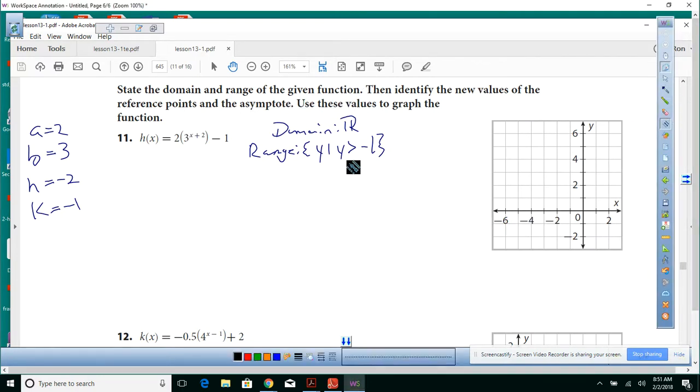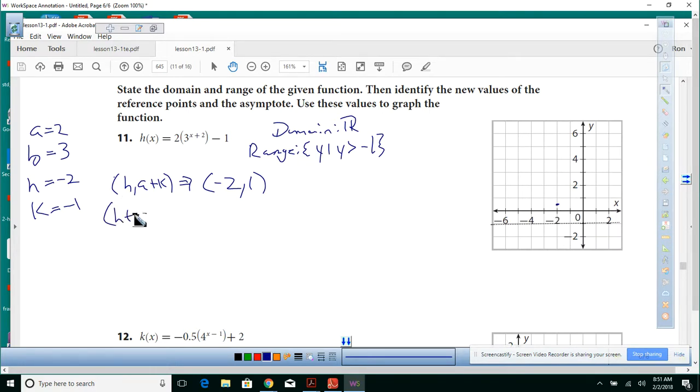The asymptote is going to be -1. All right, there's -1. And let's see, reference points. We have H and then A plus K. And that's going to give us H is -2. And then A is 2 minus 1 gives you 1. So we got -2, 1 is right there.